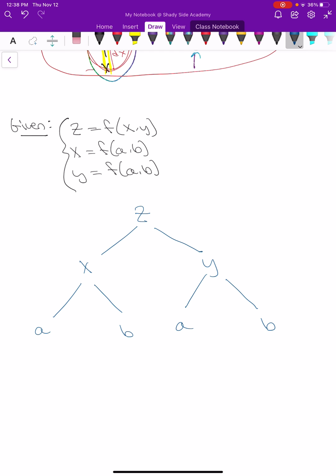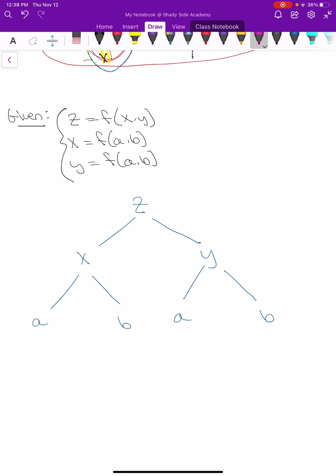And now what I want you to do, everyone, is fill in the branches with the appropriate differential relationship. Well, let's see. This branch right here from z to x, the differential relationship here is going to be ∂z/∂x, okay? And the differential relationship here is ∂z/∂y. Note the use of curly d's because these are partial functions, right?